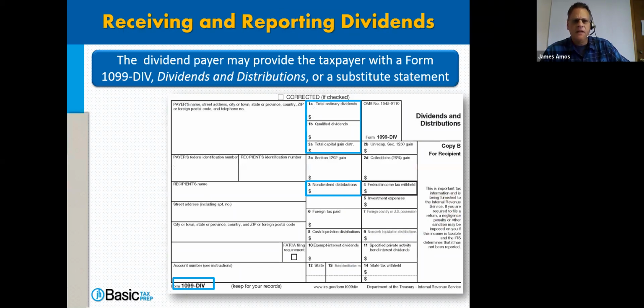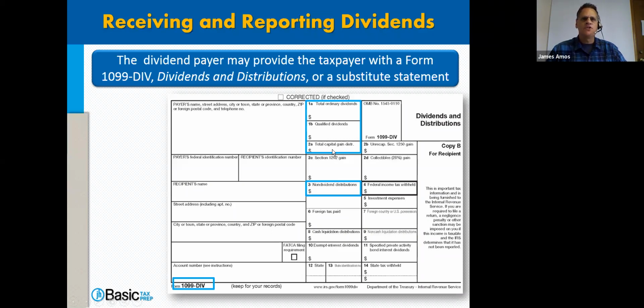But let's take a look at this. This is a 1099-DIV. It has your ordinary dividends reported in box 1A, qualified dividends in box 1B. It has capital gain distributions. That's where they might actually have their own.